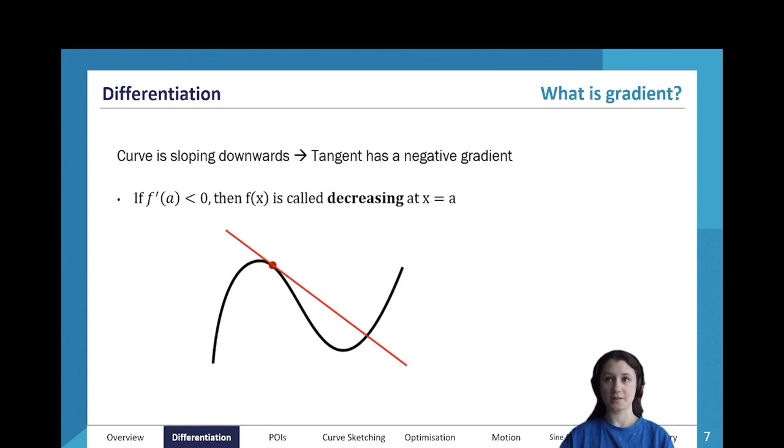If the curve is sloping downwards, then this is the opposite. If it's sloping downwards, then the tangent has a negative gradient, and as you can see, the tangent to this curve here has a negative gradient. It's sloping downwards. And if the derivative at any point A is less than 0, then we say that the function is decreasing at that point A.